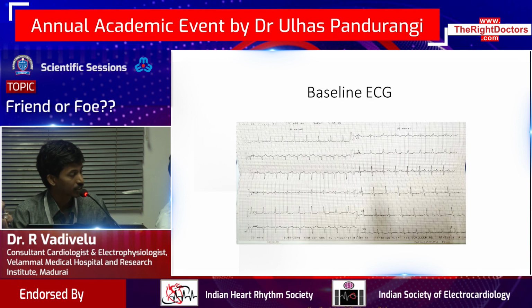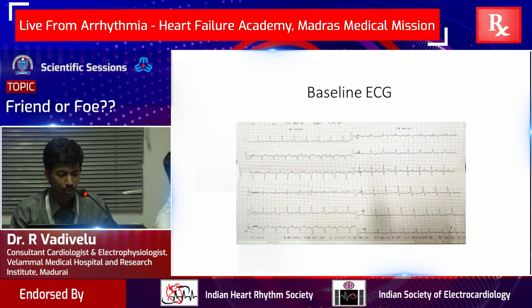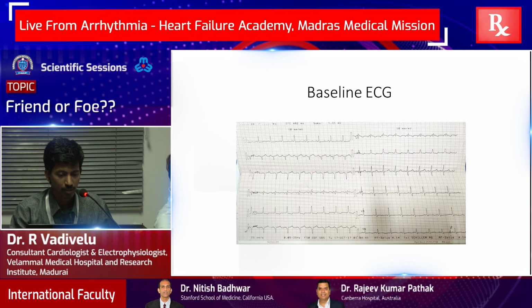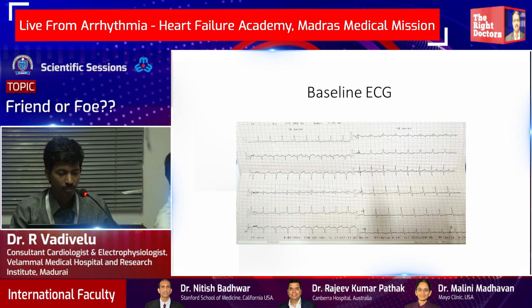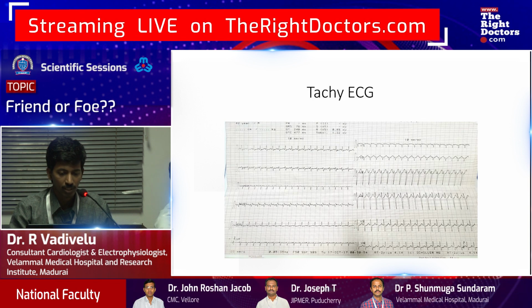This is the baseline ECG, showing a short PR with pre-excitation, with negative delta waves in 2, 3, aVF, and a positive delta wave. I will say this is a submaximal pre-excitation. So we can just say this is a posteroseptal or left-sided posterior pathway. And this is the tachy ECG.